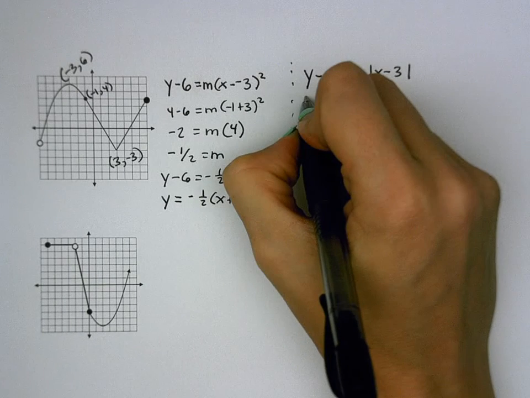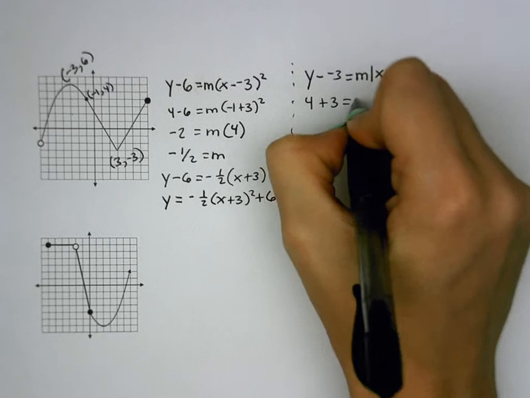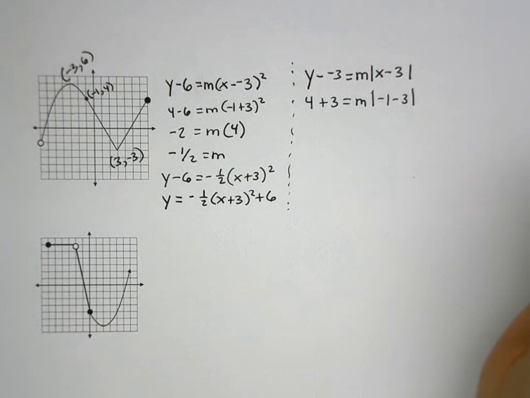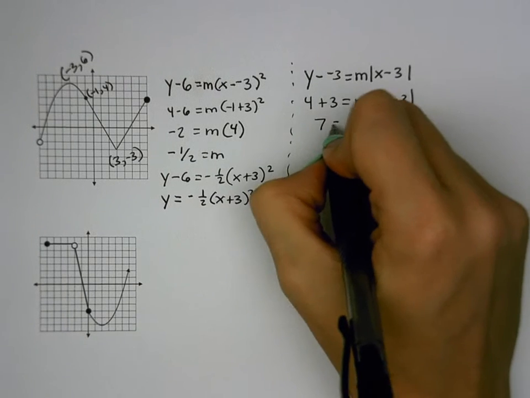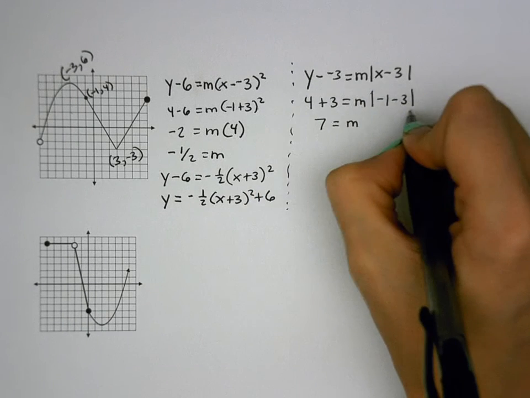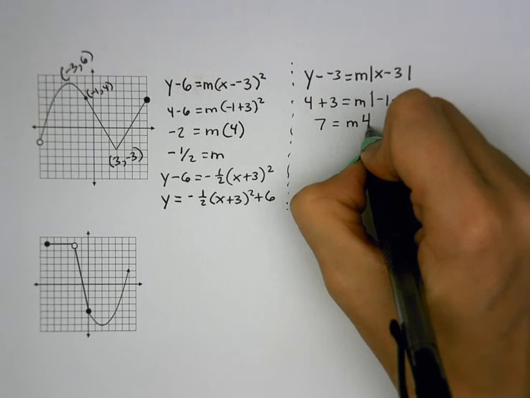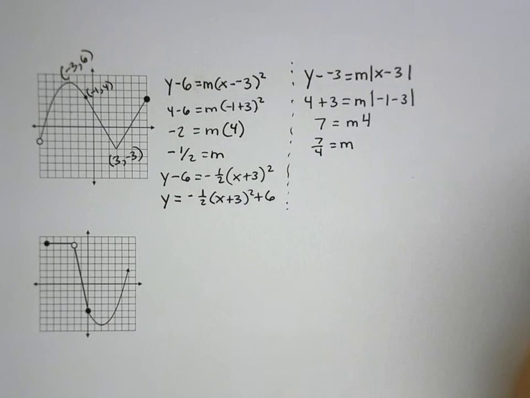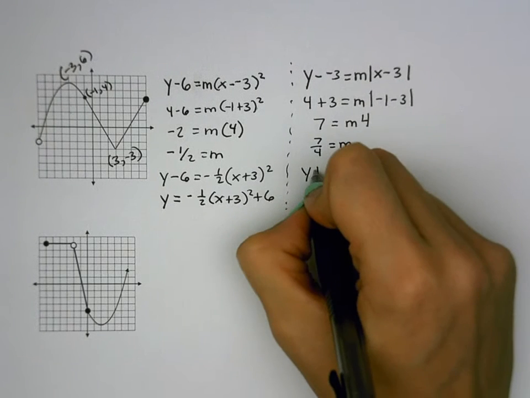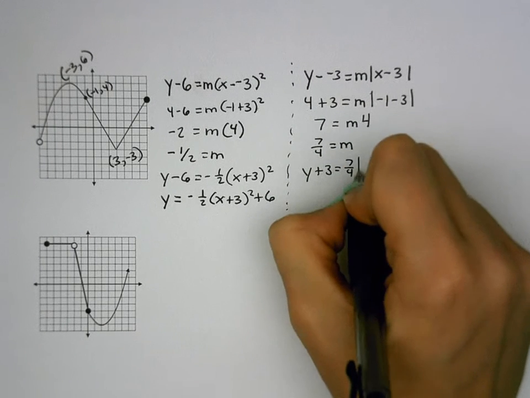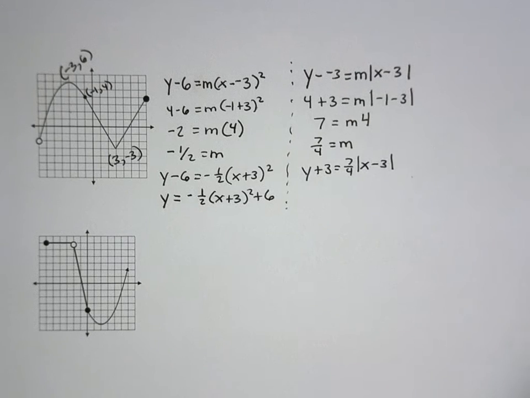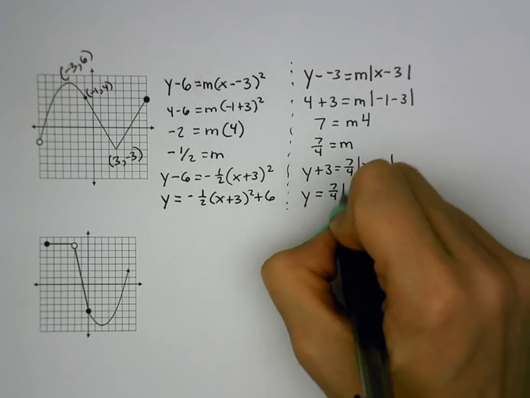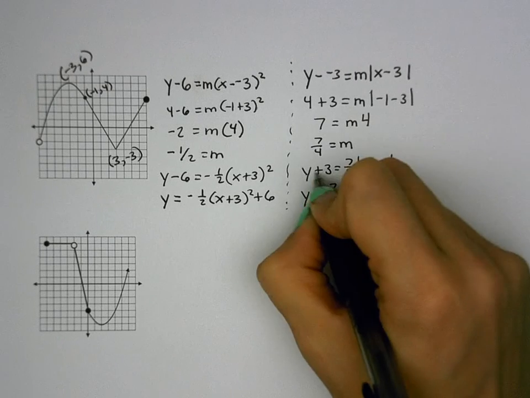Okay, so we have 4 plus 3 equals m times the absolute value of negative 1 minus 3. Well, 4 plus 3 is 7. Negative 1 minus 3 is negative 4. The absolute value of that is 4. And so my slope is 7/4. So that's my equation. y plus 3 equals 7/4 times the absolute value of x minus 3. And subtracting that 3 over, we have y equals 7/4 the absolute value of x minus 3, minus 3.